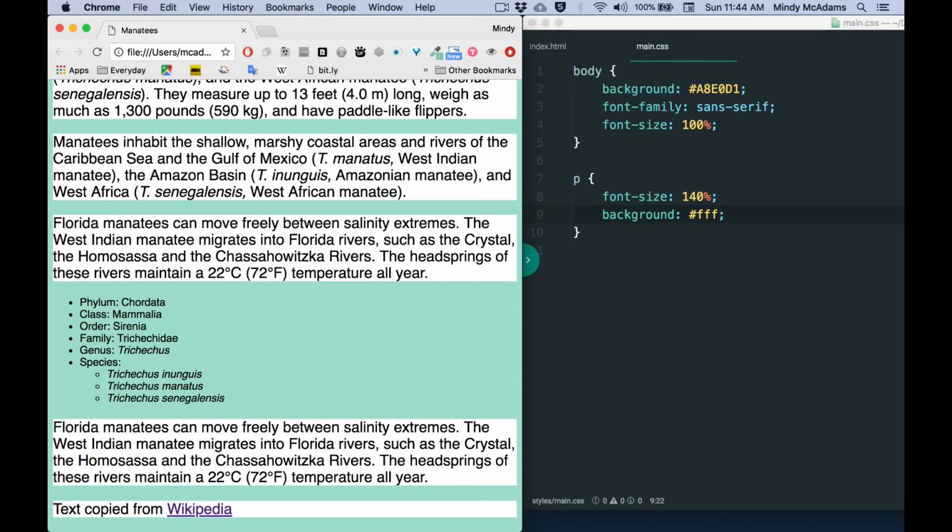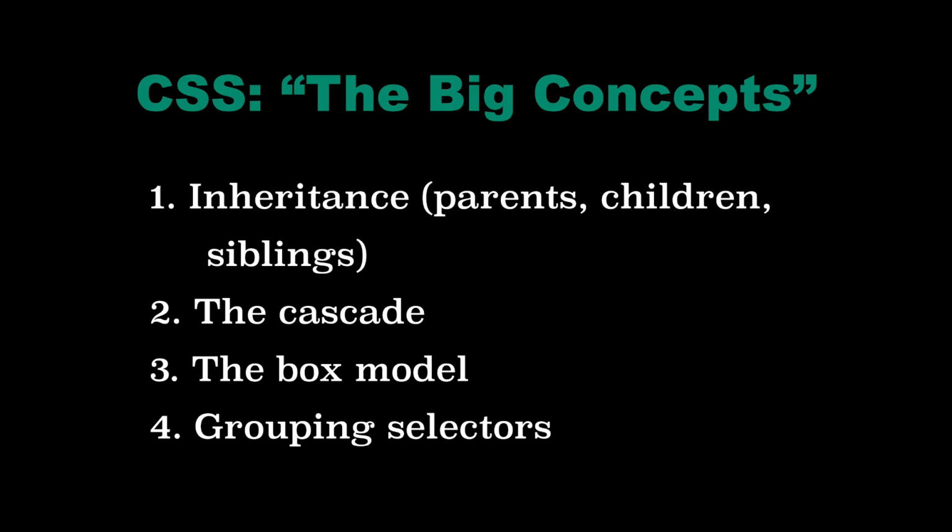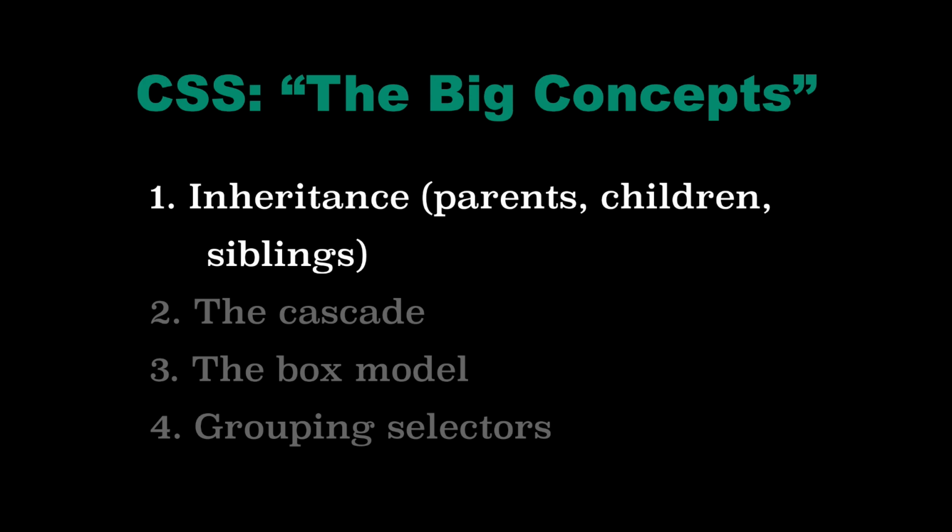Also, look at how the list is formatted differently from the paragraphs. When we made the font larger for the P element, it had no effect at all on the UL element, the list. To explain that, let's look at this list of what Robbins in Chapter 11 calls the big concepts. We'll learn more about these as we go forward with CSS, but for now, as far as inheritance goes, keep in mind that children inherit from their parents. Parent elements contain child elements. So child elements are inside their parent.